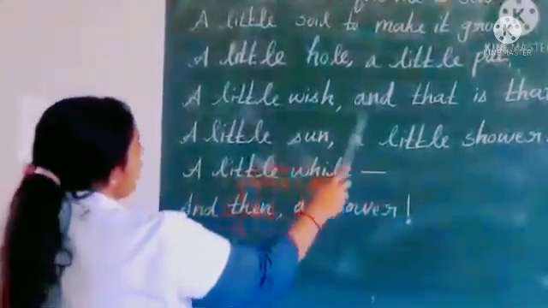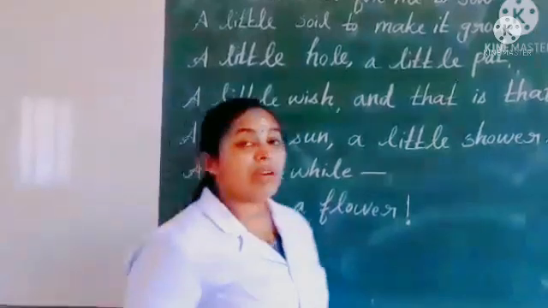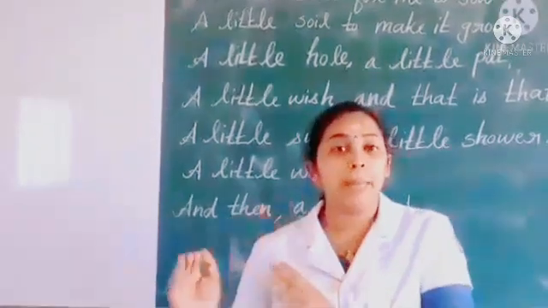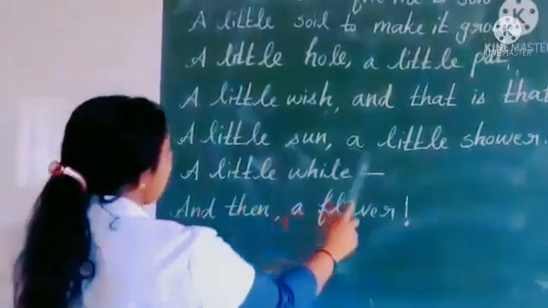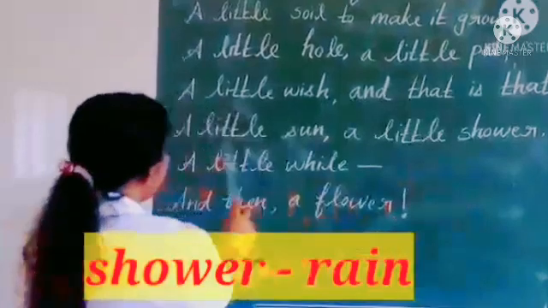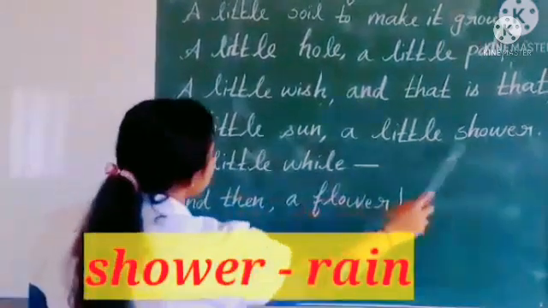A little wish, and that is that. Then what do we need to do? We need to make a wish to God to make a plant grow. A little sun, a little shower. Here shower means rain. A little sun, a little shower.